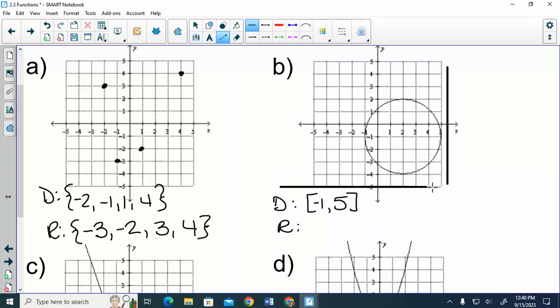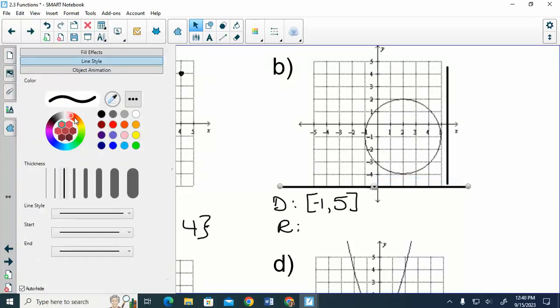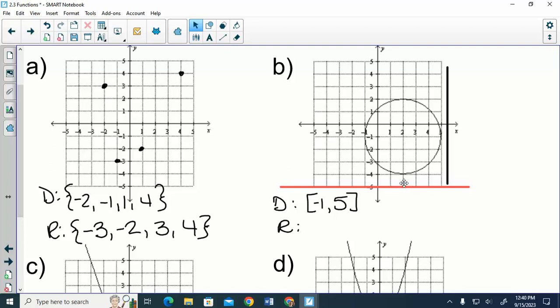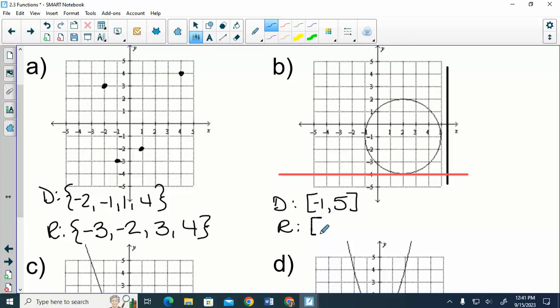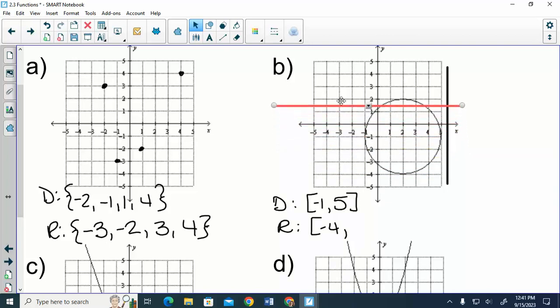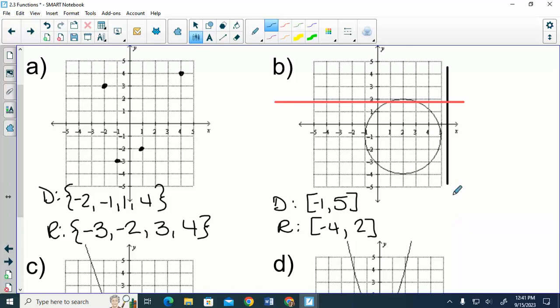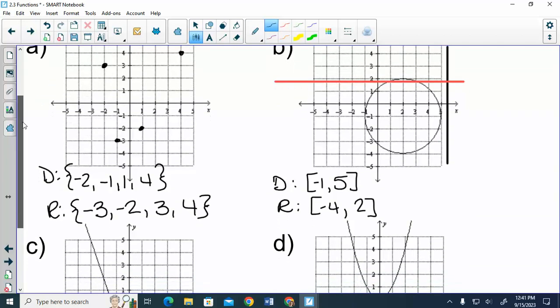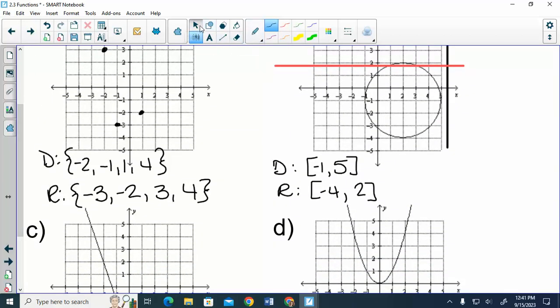Range is referring to your possible y values. So when we're doing those, let's start at the bottom and go up. So as I'm going up, the first y value we hit is comma. The last y value we hit, positive 2. All right. What are we doing next?